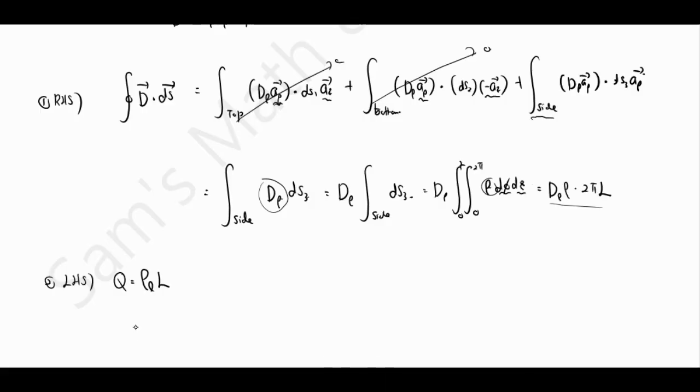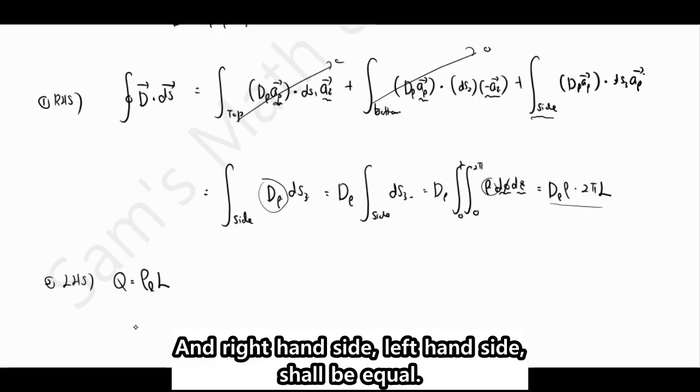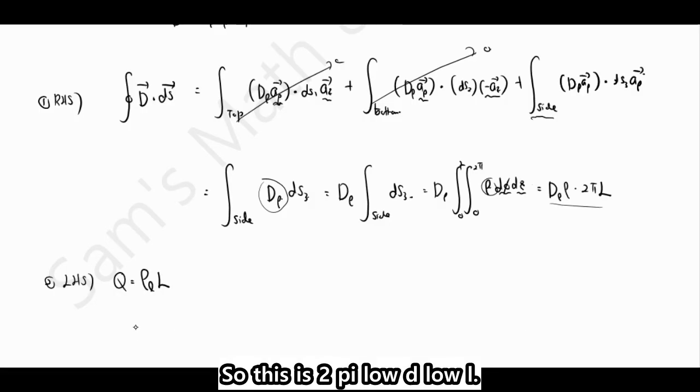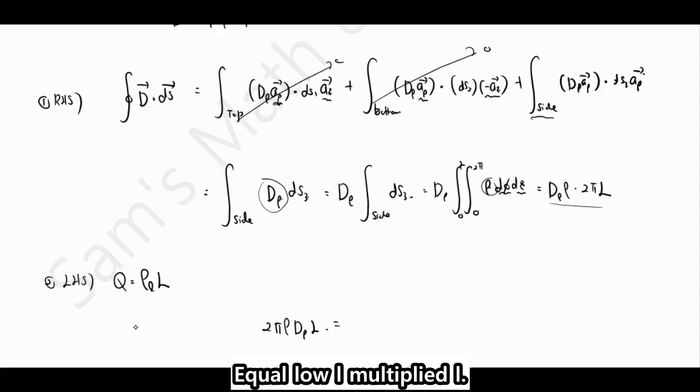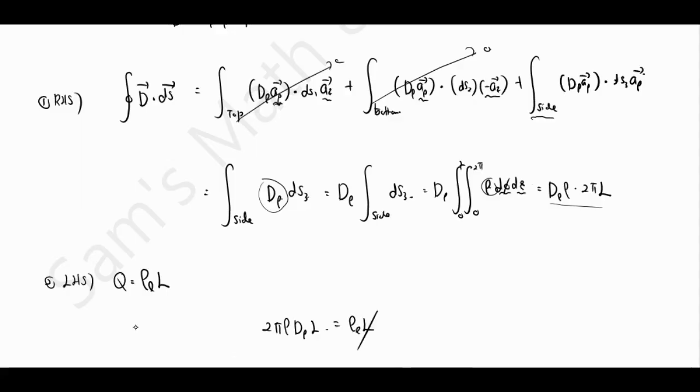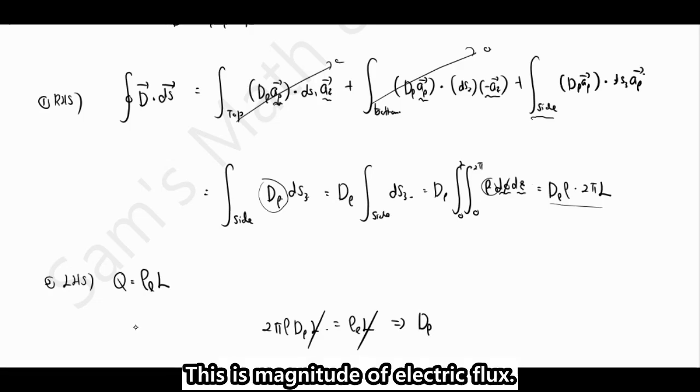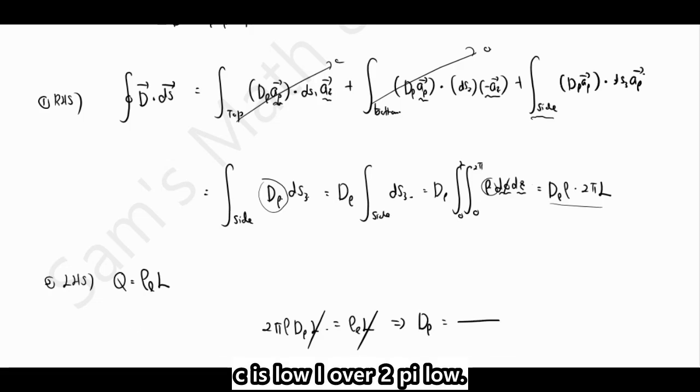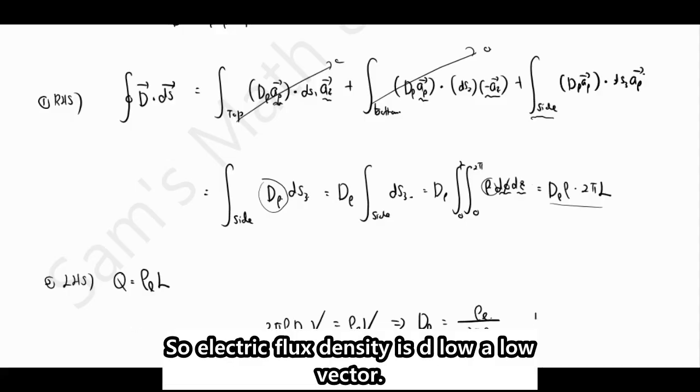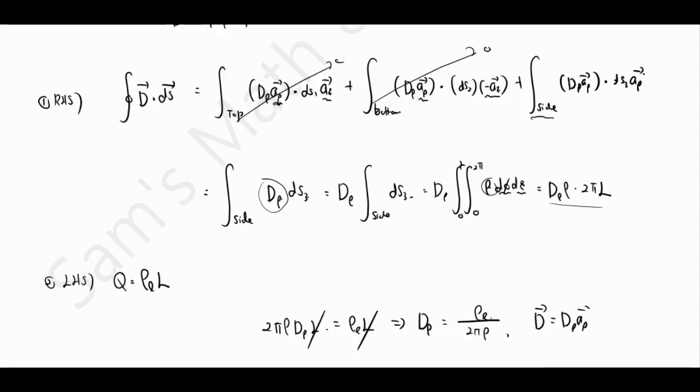The left-hand side and right-hand side shall be equal. So this is 2 pi rho D_rho L equals rho_L times L. L is deleted, and we can find D_rho. The magnitude of the electric flux density is rho_L over 2 pi rho. So the electric flux density is D_rho a_rho vector.